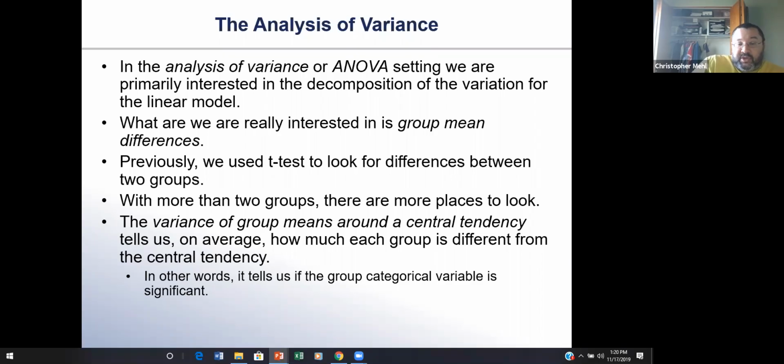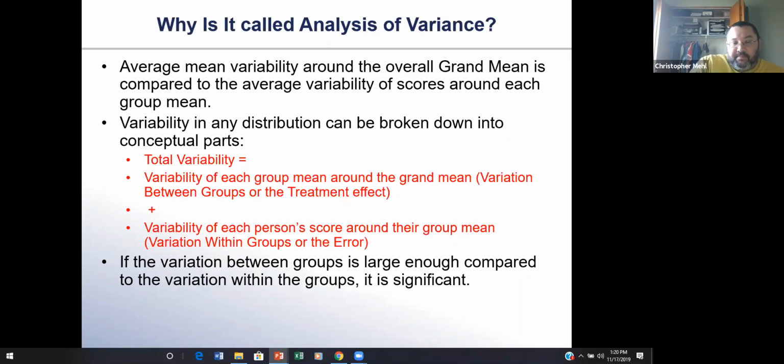We're still interested in variation of the group means around a central tendency. That tells us on average how much each group is different from the central tendency. In other words, it's telling us if the group categorical variable is significant. All right, so we're not just going to do a bunch of t-tests and try to piece together which is significant. That would work, but it would be a cumbersome process. The ANOVA framework gives us a neater way to do it.